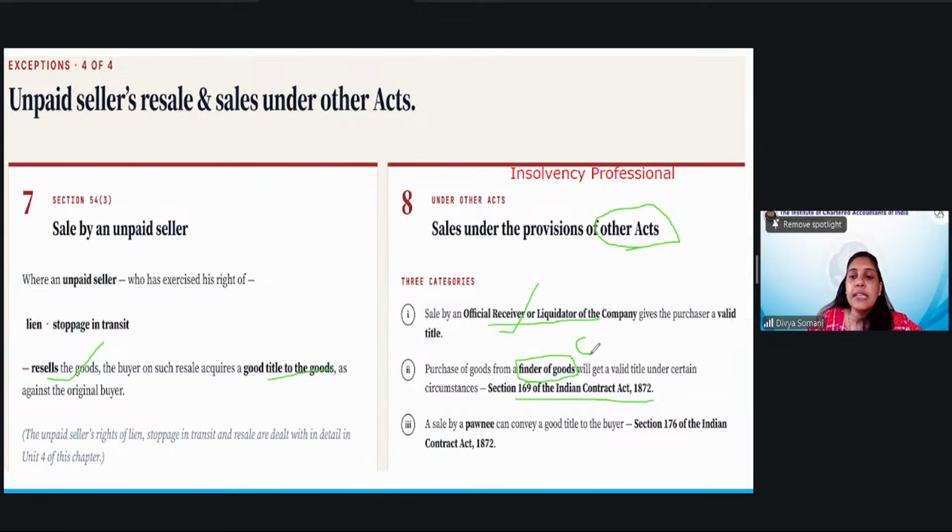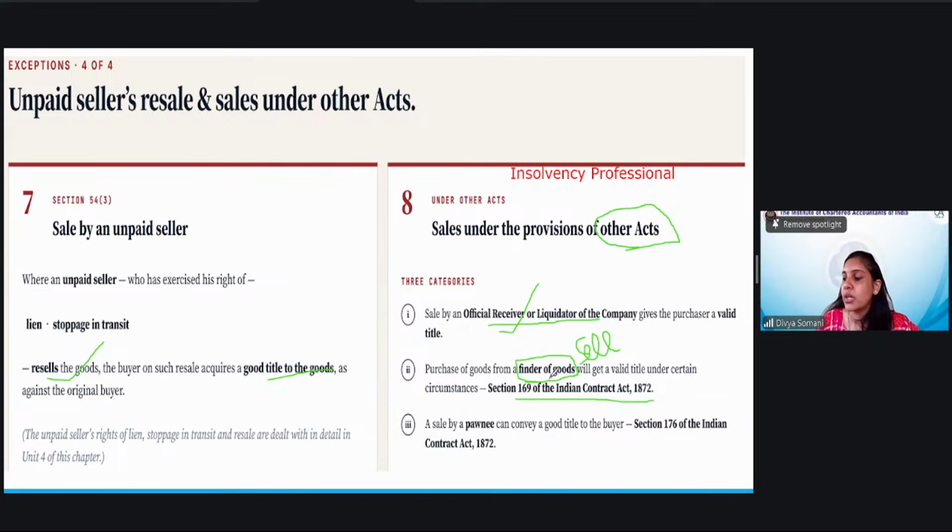So he can also sell the goods, even though he is not the owner. So what are the circumstances where the finder of the goods can sell the goods? Anyone knows that? What are the circumstances in which the finder of the goods can sell the goods and the ownership will pass on to the next person? When goods are in a perishable state, very good, Vishnu. When goods are in a perishable state, he should immediately transfer it and get the money.